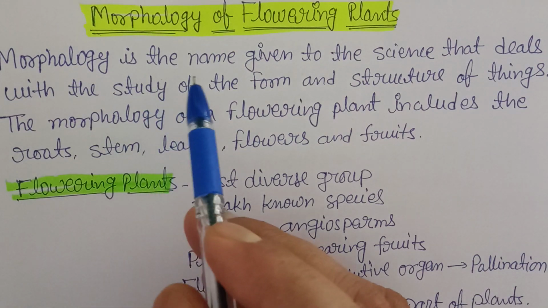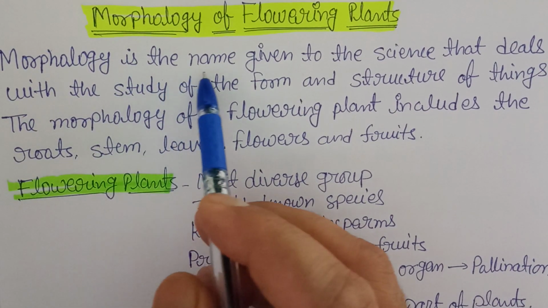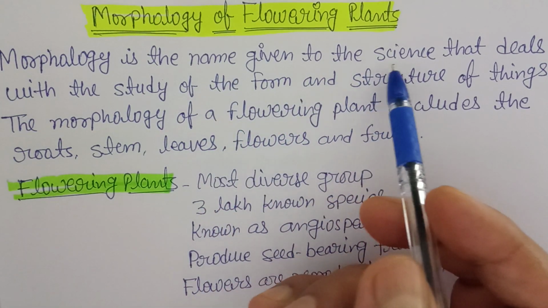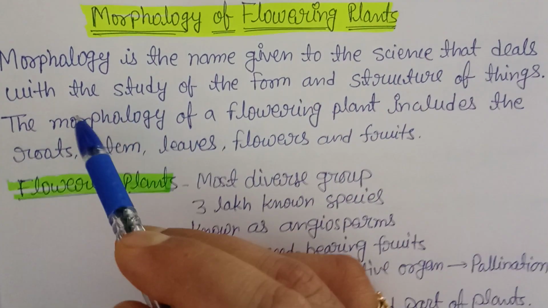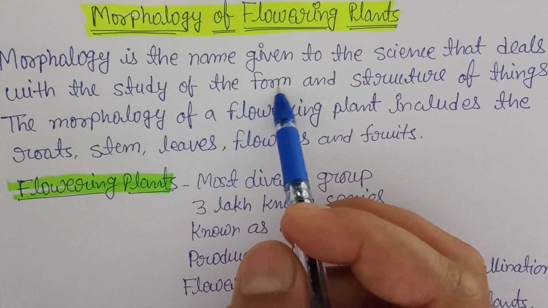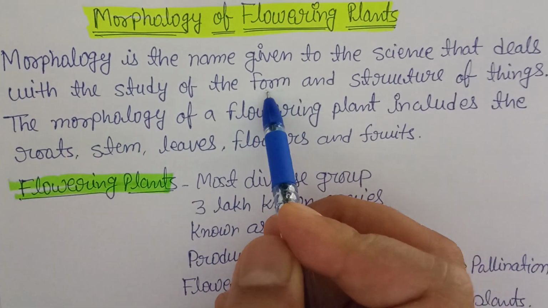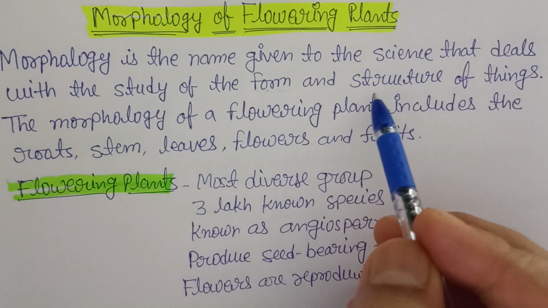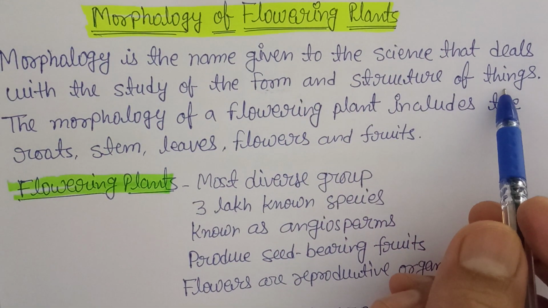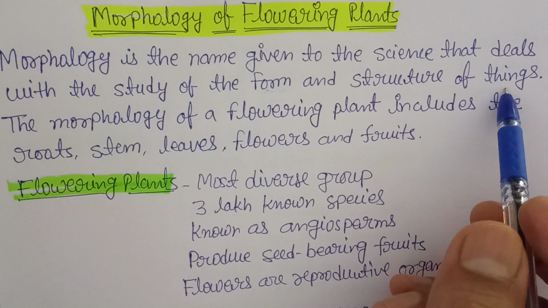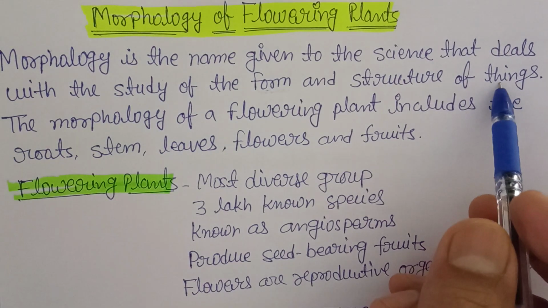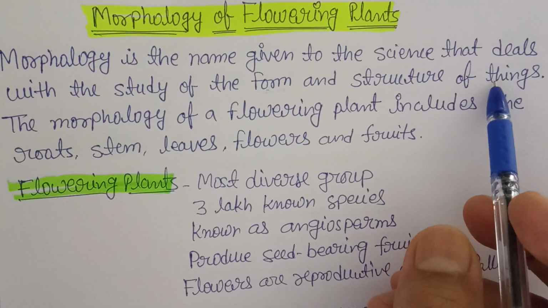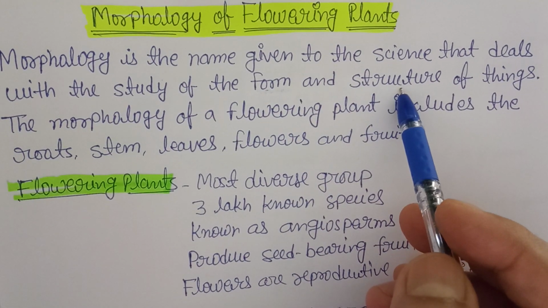Morphology is the name given to the science that deals with the study of form, right? What is the form, how it appears, and the structure of anything, right? It may be the root, stem, fruit, flower, bark. Now we are talking about the plant, so these things will be there. Generally, morphology means the form and structure of anything, right?